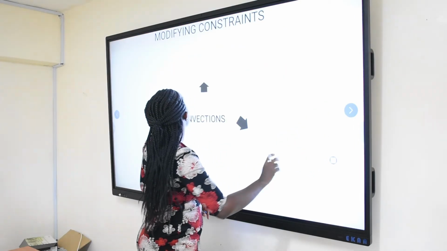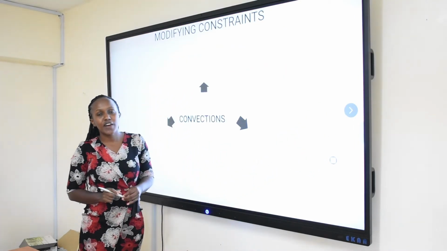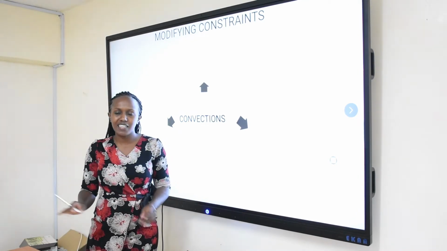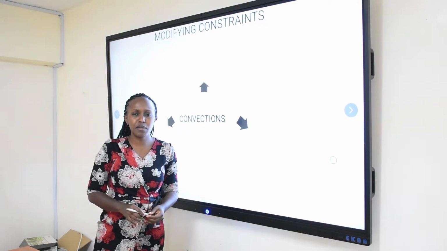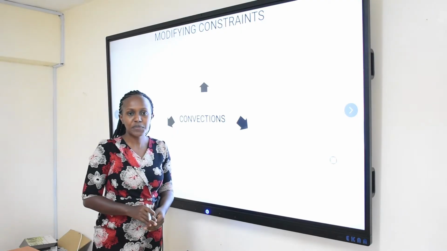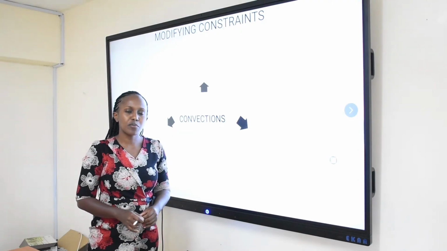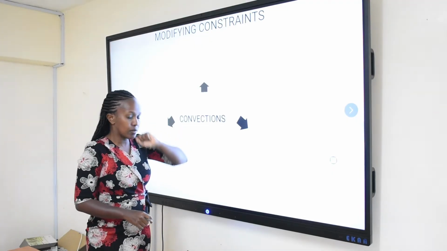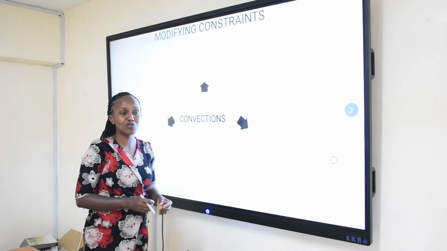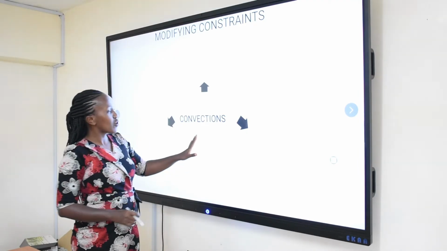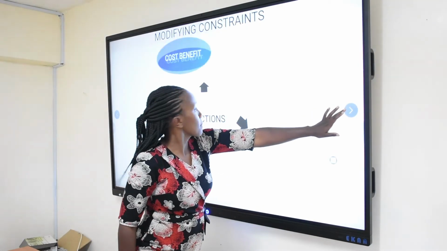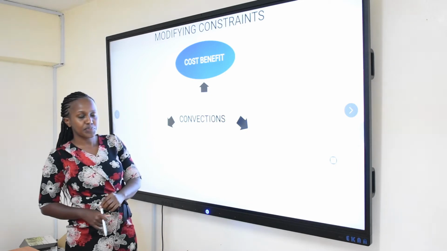So the next thing we are going to look at is the modifying constraints. Now, if we want to follow all the principles blindly, a lot of problems may arise. So there have to be some brakes in terms of modifying constraints. These stop the accountant from following all the rules blindly. So the conventions, or what we call the modifying constraints, the first one is cost-benefit.